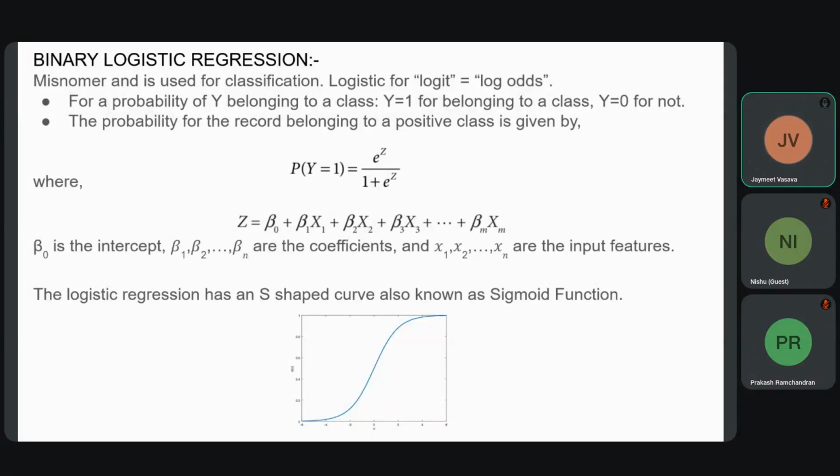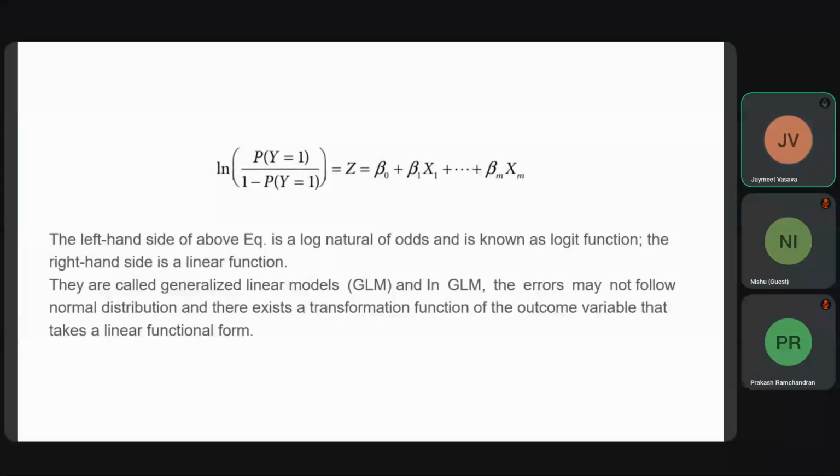So if the logistic regression is plotted on a graph, it looks something like an S-shaped curve, which is also known as the sigmoid function. And you can see in the image what the graph would look like.